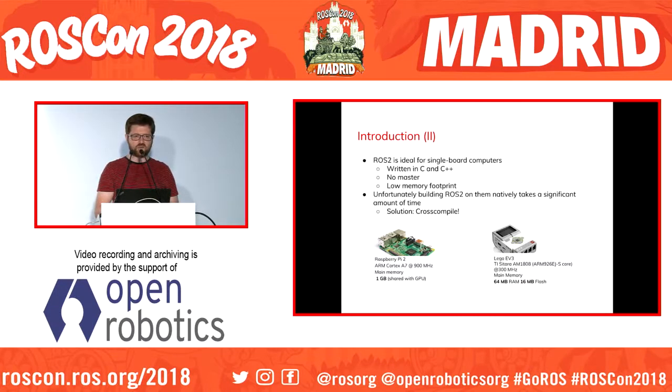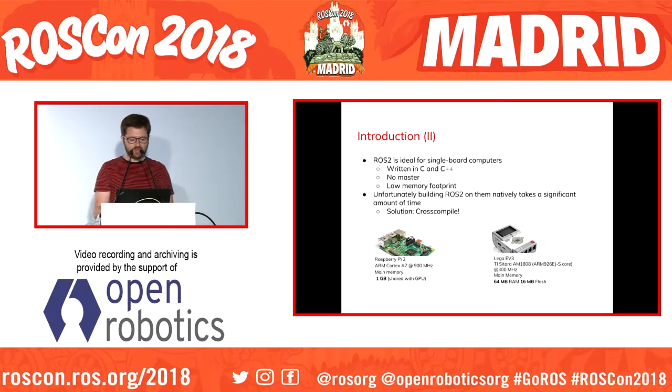ROS2 also has a low memory footprint. Memory is very expensive, so these boards don't have much. For example, the Lego EV3 only has 64 megabytes of RAM. So the thing is that I got ROS2 built for the Raspberry Pi, but it took a couple of hours. So imagine how long it would have taken on the Lego EV3. And then I thought, why not use a full-featured computer to cross-compile ROS2?